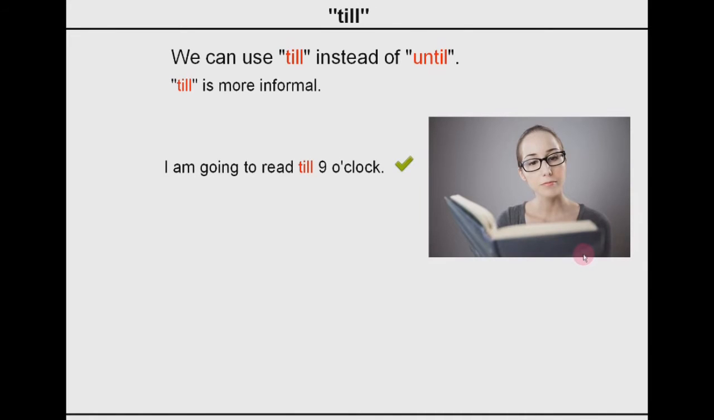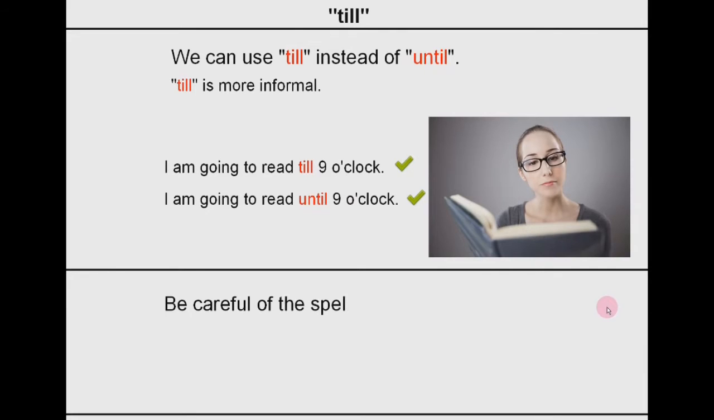Example, I'm going to read till 9 o'clock. So this is correct. Or, I am going to read until 9 o'clock. This is also correct. And the meaning is exactly the same. Be careful of the spelling. Until has one L, one letter L. And till has two letter L's. Okay, so just be careful.